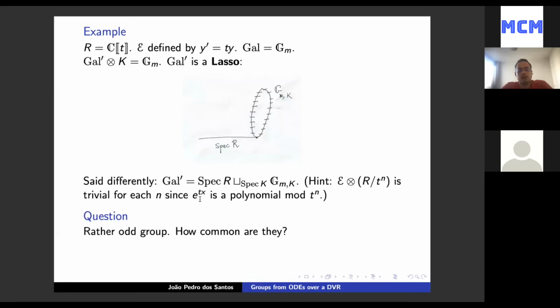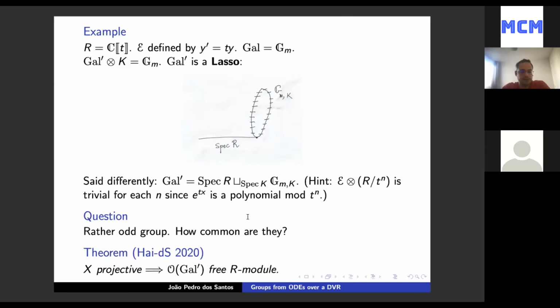And then you will say, well, this is a bizarre group, right? Because look at the picture. You glue something over K with a copy of R. So this is a bizarre thing, and we can ask how common are they?